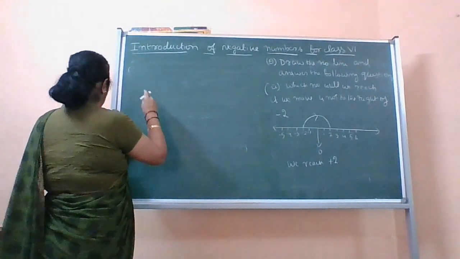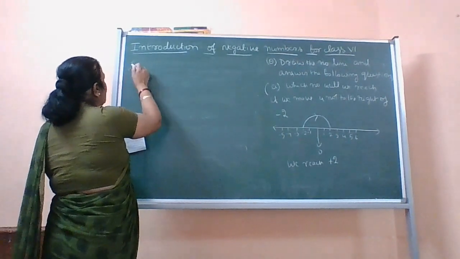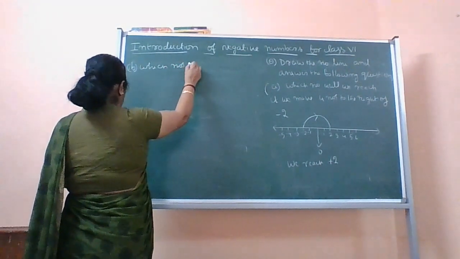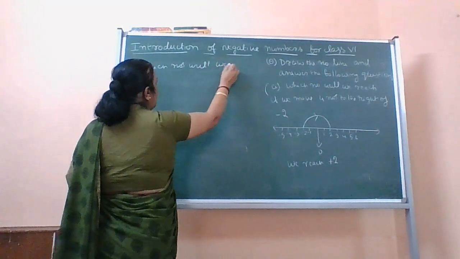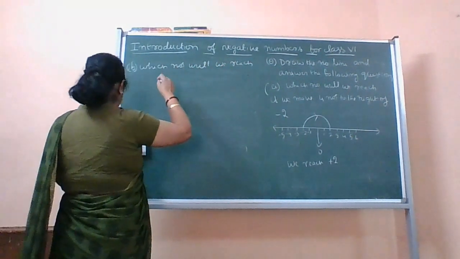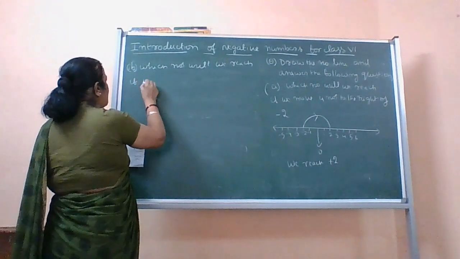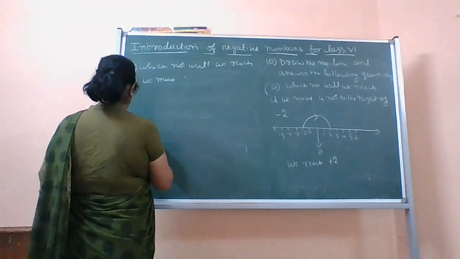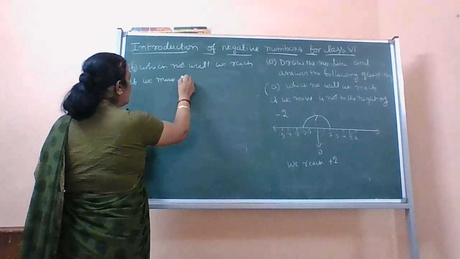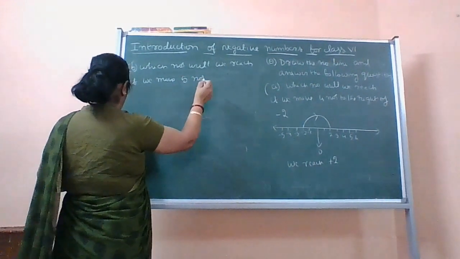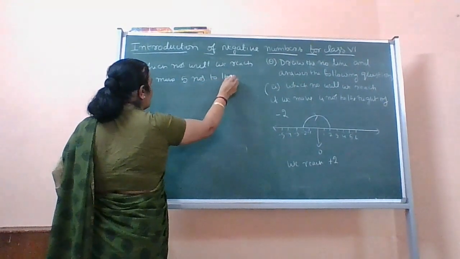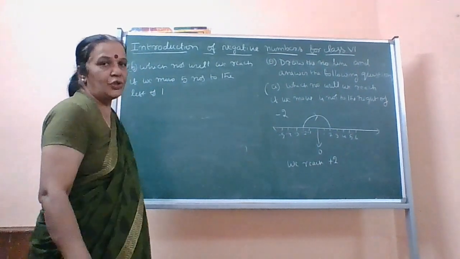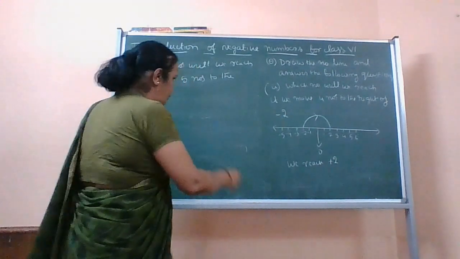Which number will we reach if we move 5 numbers to the left of 1? First, you have to draw the number line.